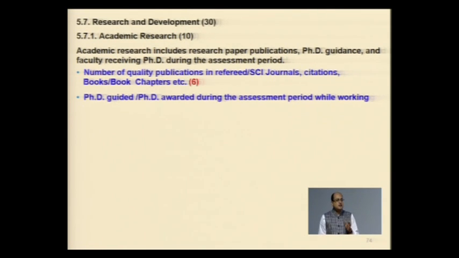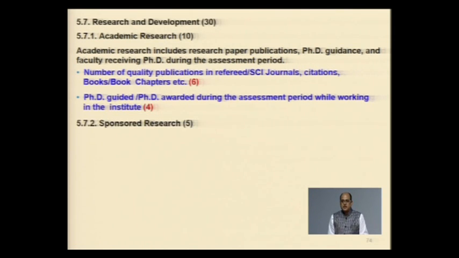Now the academic research earlier, if we look at previously, if somebody has become a PhD guide, somebody has started guidance of PhD, no weightage was given because during the period of assessment the PhD will not be over. Now all these have been counted as a part of academic research. Academic research including research paper publications, PhD guidance and faculty receiving PhD during the assessment period has been given weightage as shown here, 6 and 4 points.